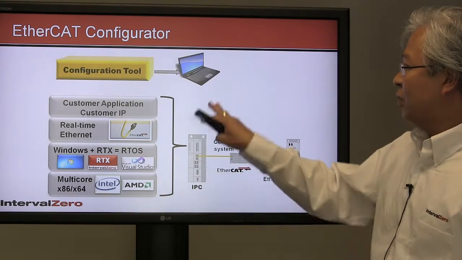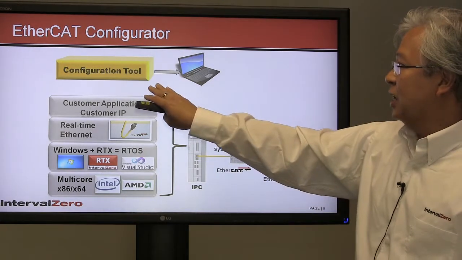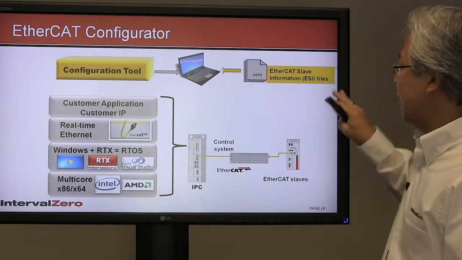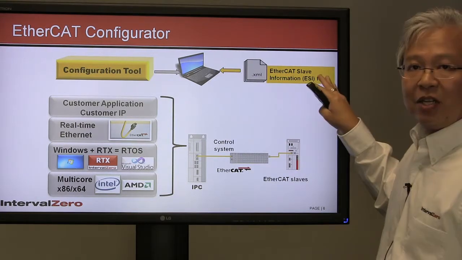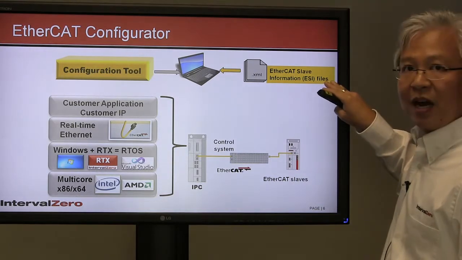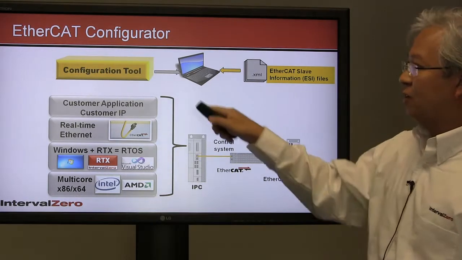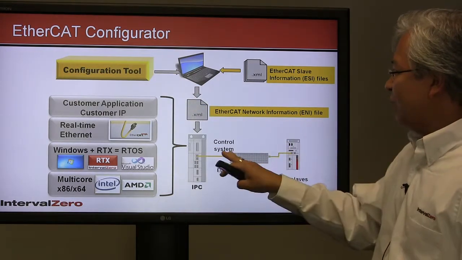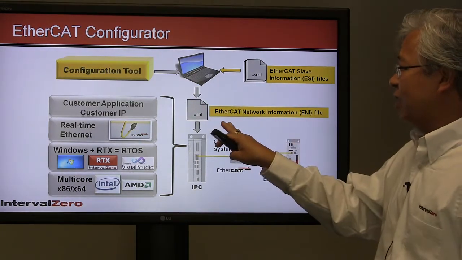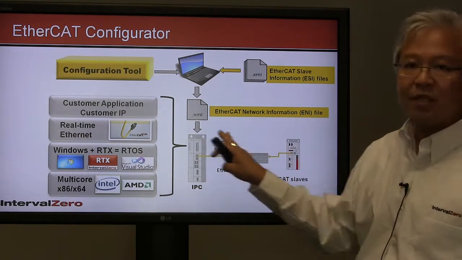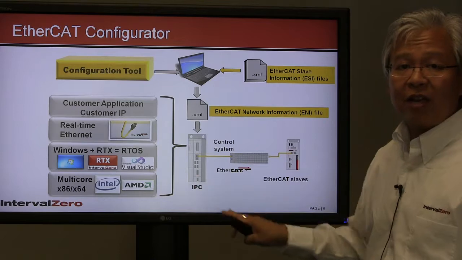Now, the piece I want to focus on before going to step 1 is this thing called an EtherCAT configurator. This configuration tool takes these slave information files from the slave manufacturers. This XML file, or ESI file, serves as input to the configurator, and the tool queries the entire network and creates this thing called an EtherCAT network information file.